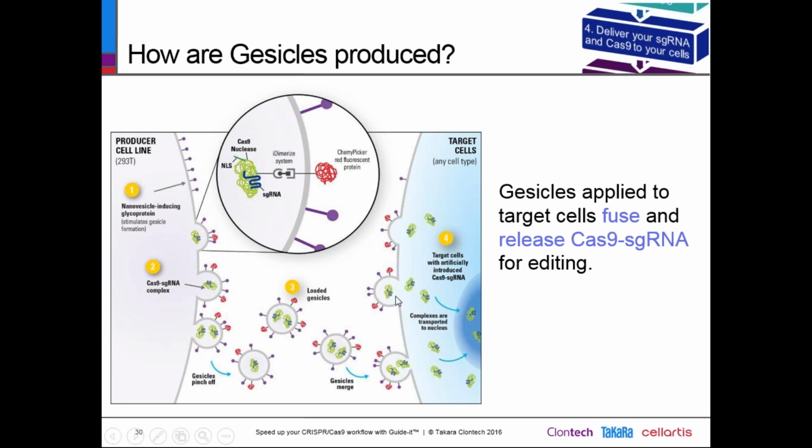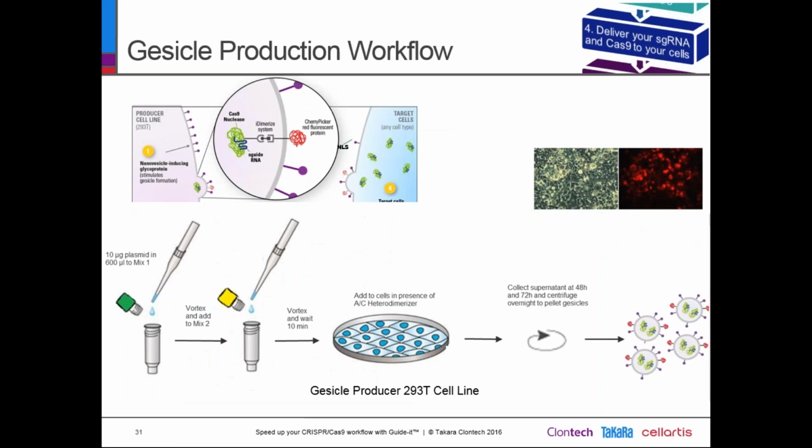So once you apply the Gesicles to the target cells, they will fuse with the target cells and release the Cas9 protein together with the guide RNA into your cell. So here we are not speaking about DNA or RNA delivery. It's really a tool for Cas9 protein delivery to your target cells. So again, this is how the workflow looks.